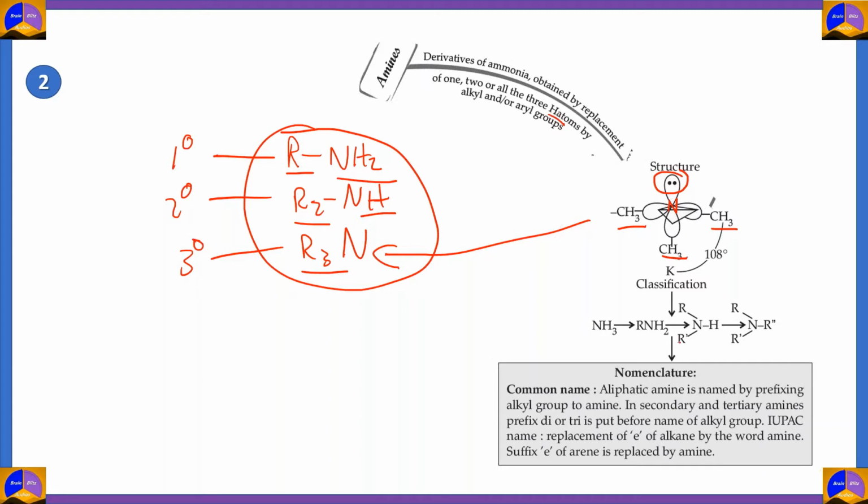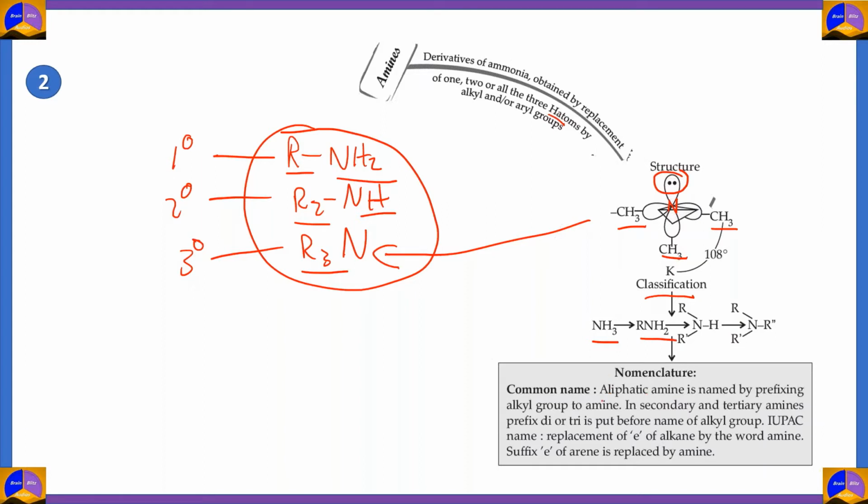So as we've seen earlier, the classification of amines are primary, secondary, or tertiary. So here ammonia, which is NH3, is converted into RNH2, that's primary, R2NH, that's secondary, and R3N, that's tertiary. Let's look at the nomenclature of amines.